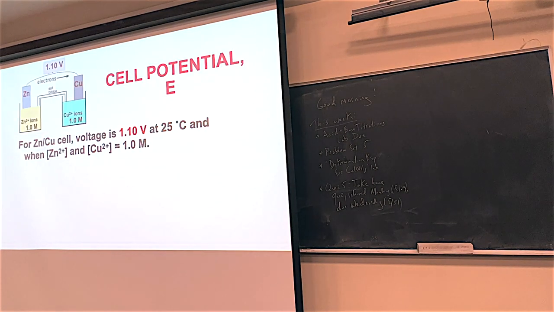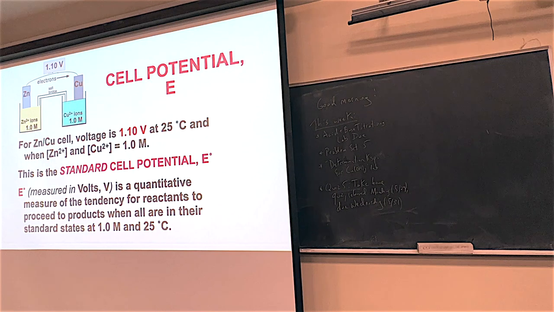Okay. So when those values are 1 mole per liter for the solutions and 25 degrees Celsius, scientists call this a standard cell potential. And it gets the symbol E. E is the symbol for voltage or potential. And E, it's a little zero right there, where the zero just means standard conditions.